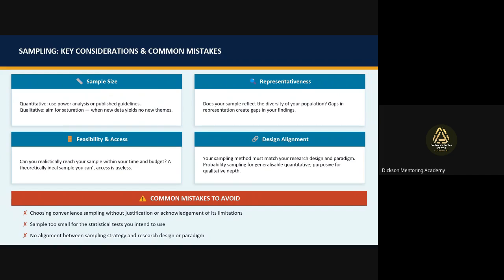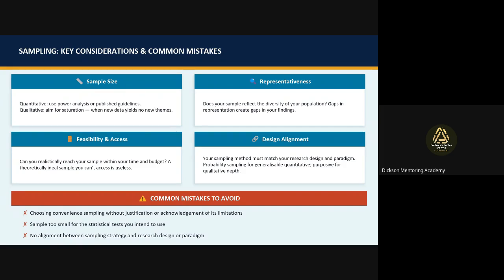Then another key consideration is your design alignment. Does it fit your method? Your sampling method must match your research design. Probability sampling for generalizable, quantitative studies; purposive for qualitative depth.